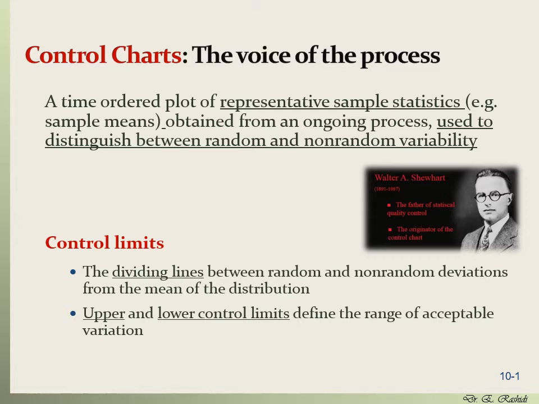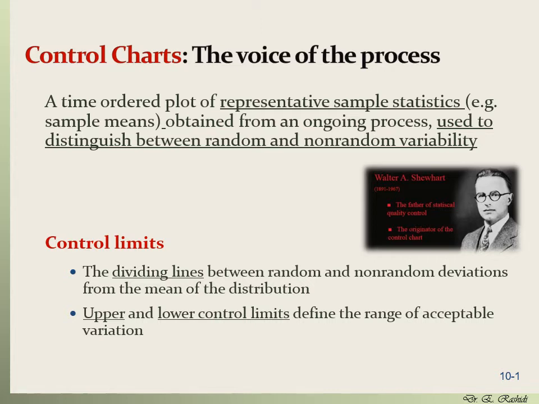But what is a quality control chart? A control chart is a time order plot and representation of sample statistics, for example, the sample means, obtained from an ongoing process. These are used to distinguish between random and non-random variability. So how does this work?